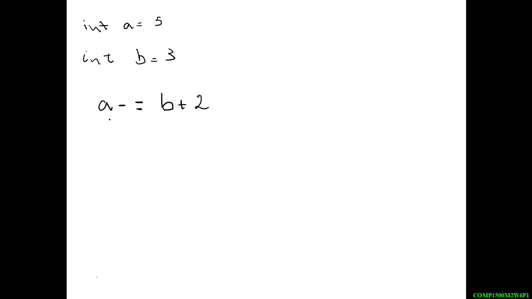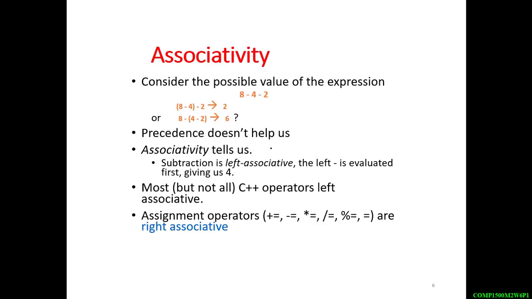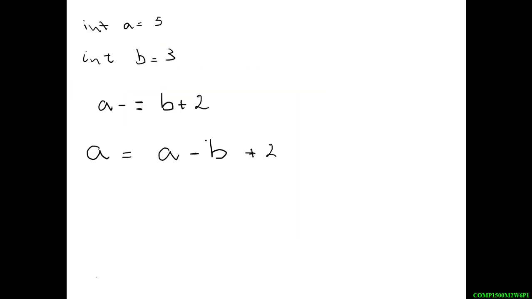Now, here it says all of the functions are left associative, but these operators are right associative, meaning we need to always put a bracket over here. So when I put a bracket over here, I will have b plus 2, which is 5, and a is 5, so 5 minus 5 will equal 0.